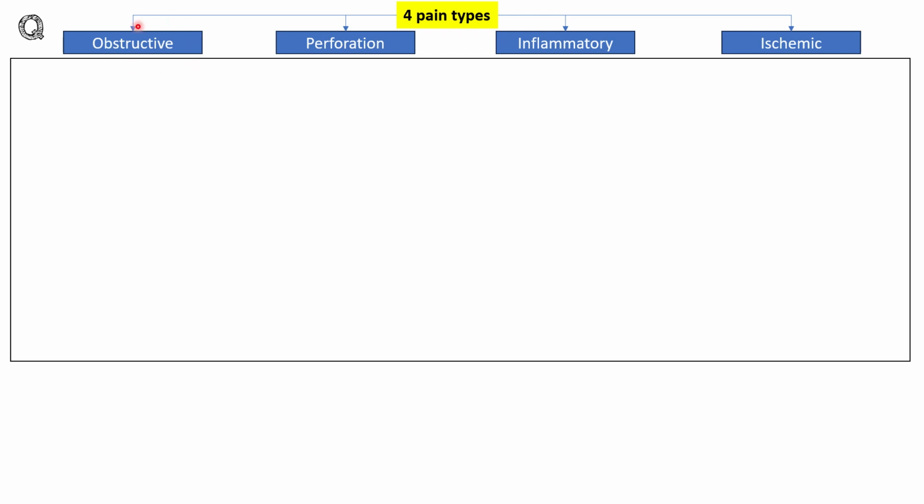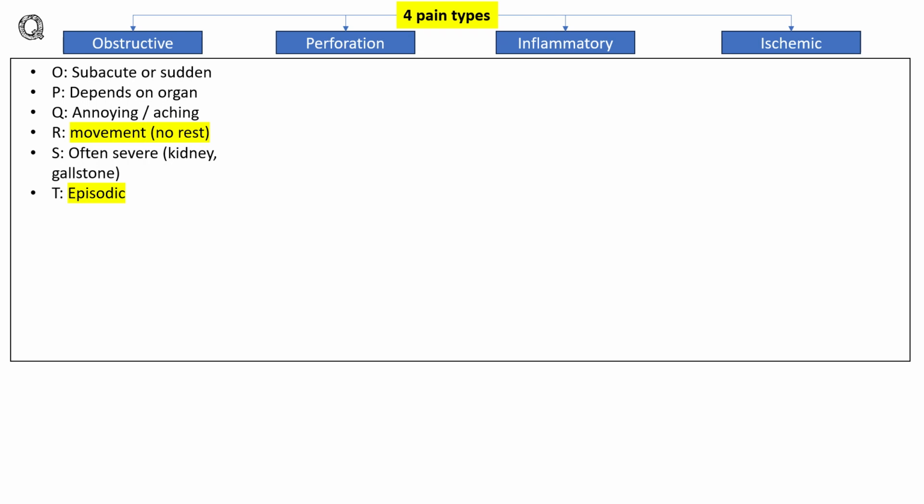Okay, but let's delve into the two questions, the P and the Q. So the Q here, medical education online videos has a great approach to these things. It's now behind a paywall, but in general, there are 4 pain types when approaching the patient. There's the obstructive or colicky pain. There's the perforation kind of pain. There's the inflammatory pain and the ischemic pain. And they have different characteristics.